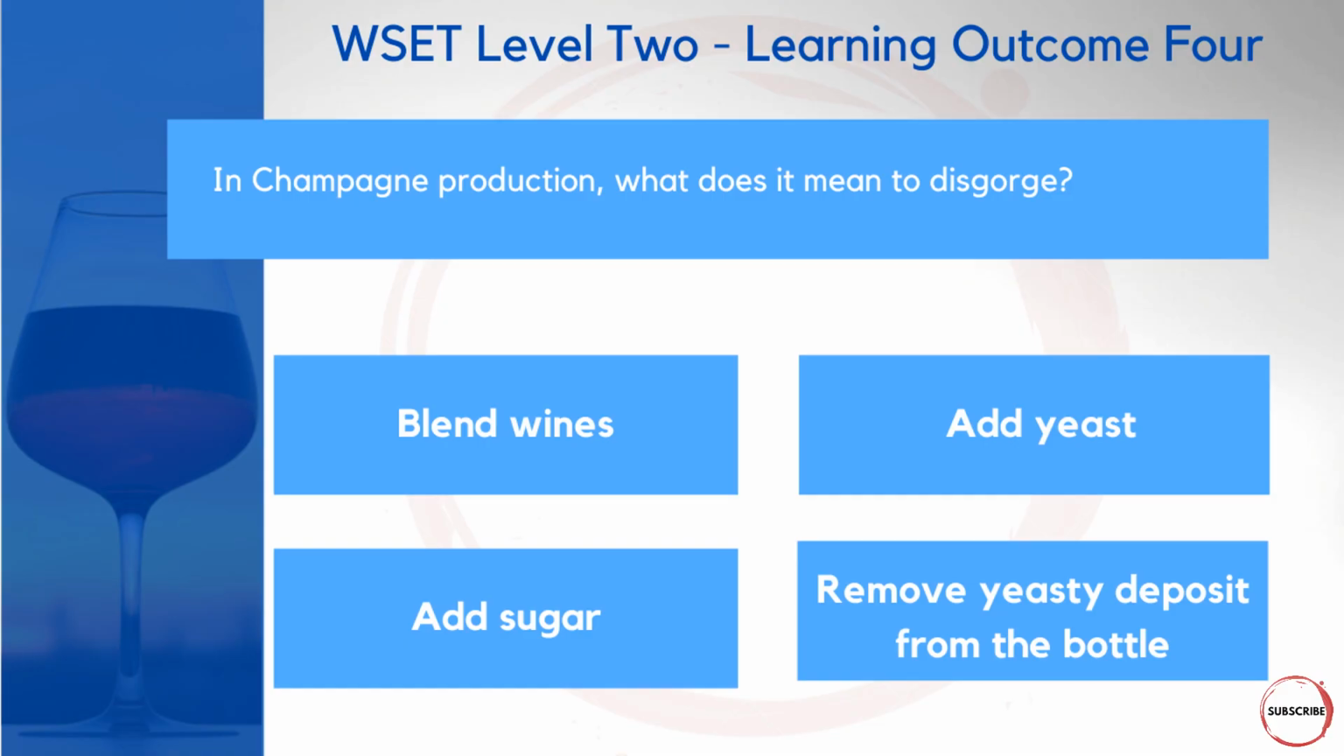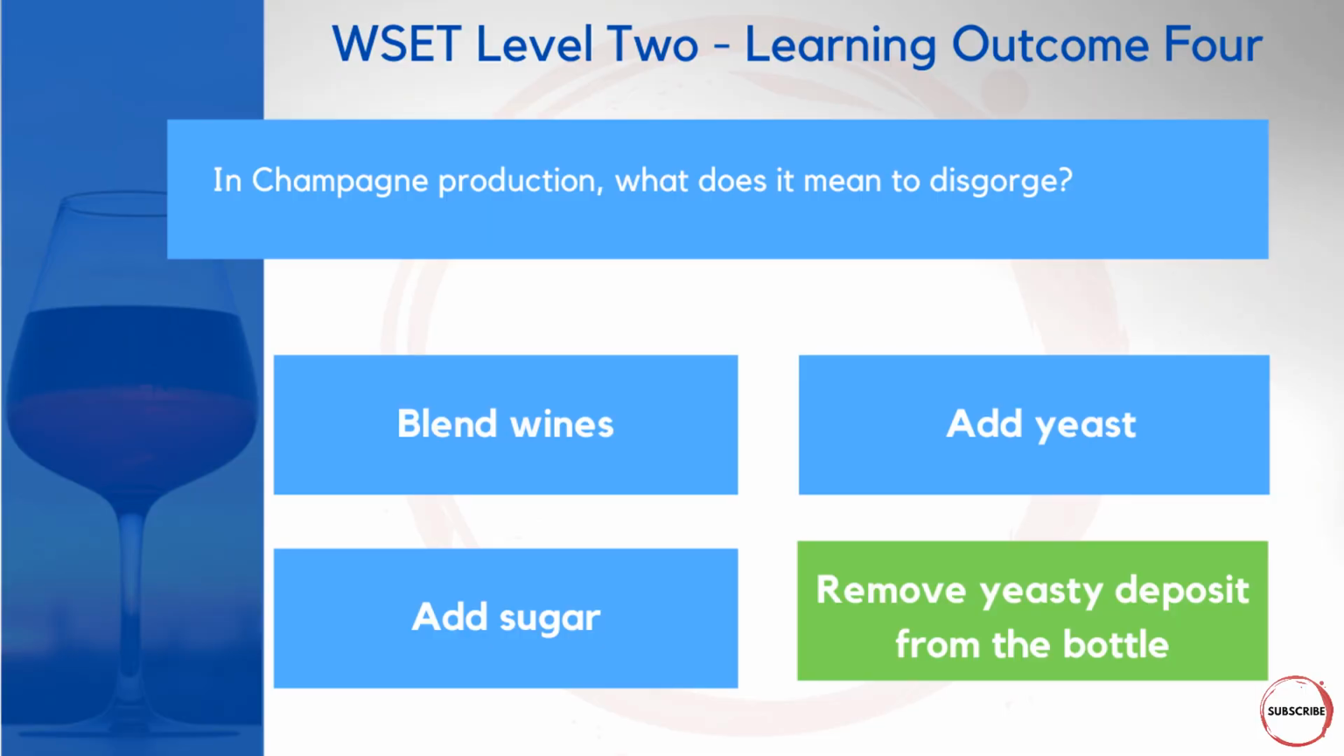But let's get into some of those all-important questions that you might get asked along these lines of production. So in champagne production, what does it mean to disgorge? Is it that part of the production where you are blending wines? Is it the part of production where you're adding yeasts? Perhaps it's adding sugars? Or is it where you're removing the yeasty deposit from the bottle?